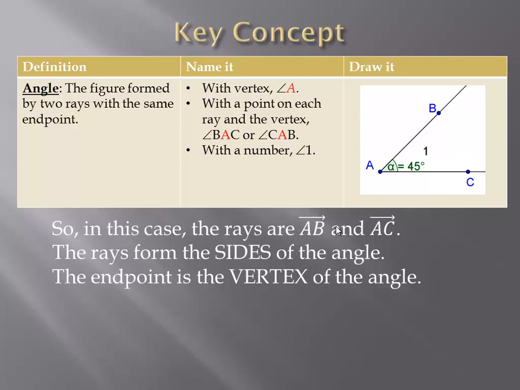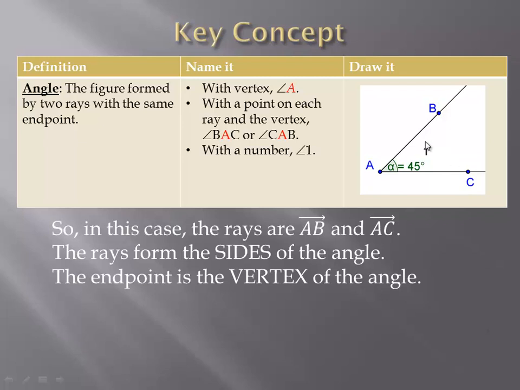AB as a ray and AC as a ray, the common endpoint is A, and so we can name it with the vertex, called angle A, right here. Angle A, there's the vertex. With a point on each ray, we can use angle BAC, starting with this point on the ray, BAC, or we can start with C and go CAB. So angle BAC or angle CAB.